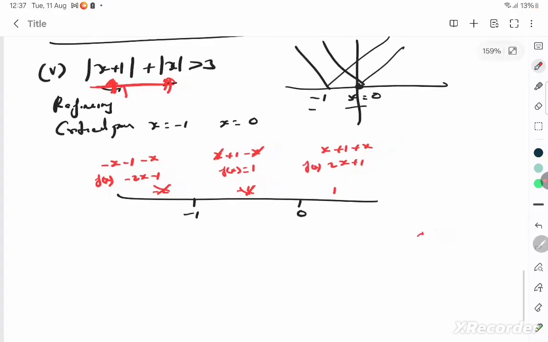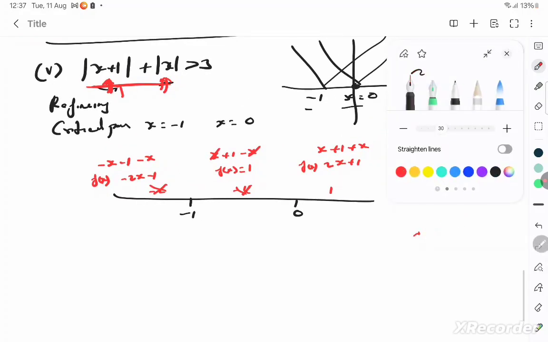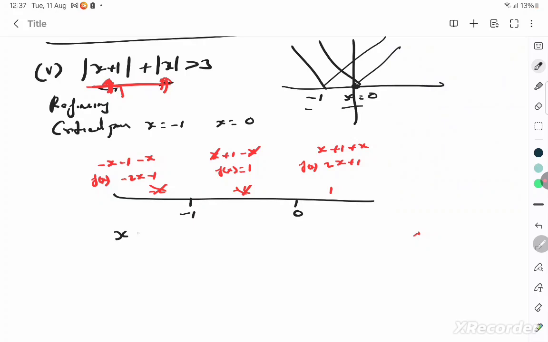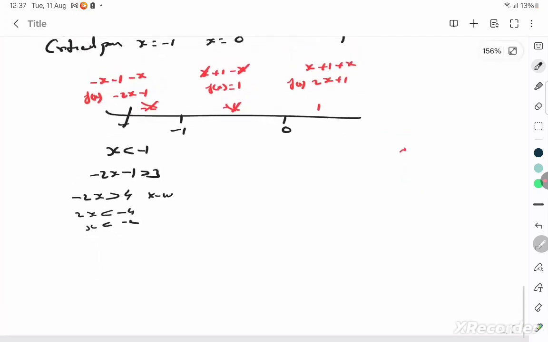And the whole thing is under the condition x is lesser than -1. For this, the whole function becomes -2x minus 1, which is going to be greater than 3. So -2x is greater than 4. Multiplying both sides by a negative sign, 2x is lesser than -4. x is lesser than -2. So therefore I found this answer.